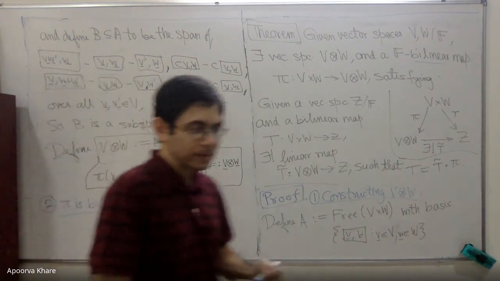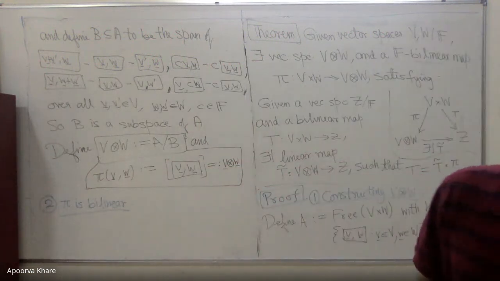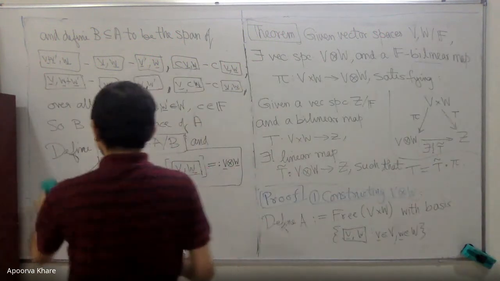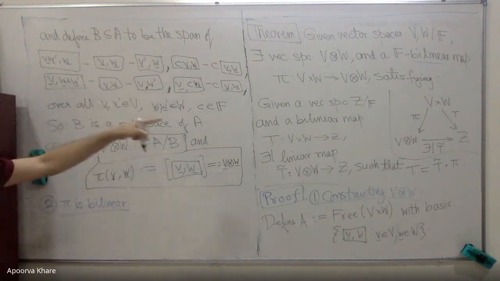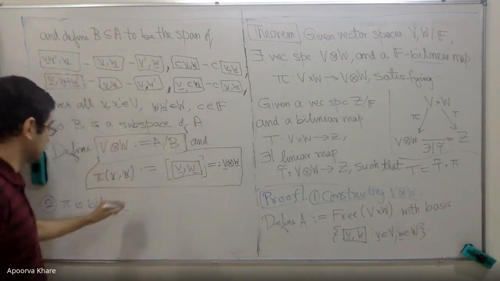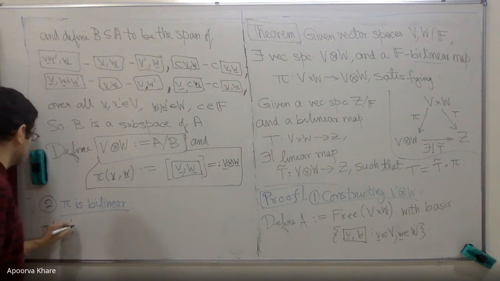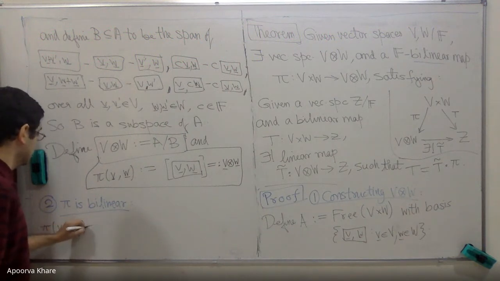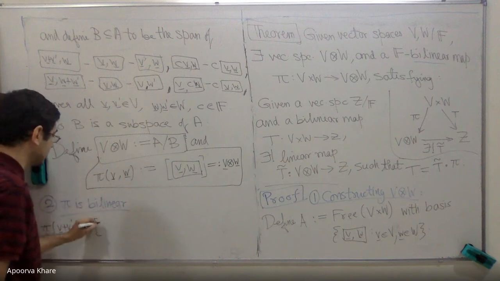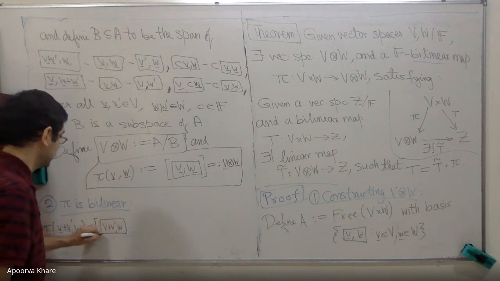So how do you show pi is bilinear? This is also very standard. All you do is just start verifying. Let's say I want to look at pi of v plus v prime comma w. First of all, what is it? It is the equivalence class of v plus v prime comma w.